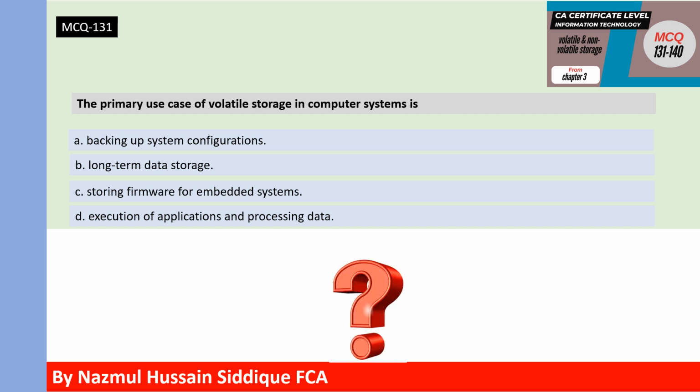The question is, what is the primary use case of volatile storage in computer system? The alternative options are A. Backing up system configurations, B. Long-term data storage, C. Storing firmware for embedded systems, D. Execution of applications and processing data. The correct answer is D. Execution of applications and processing data is the primary use case of volatile storage in computer system.